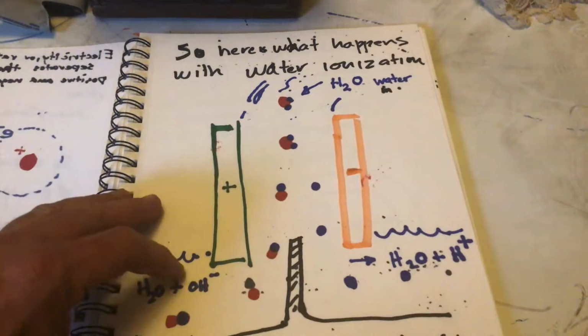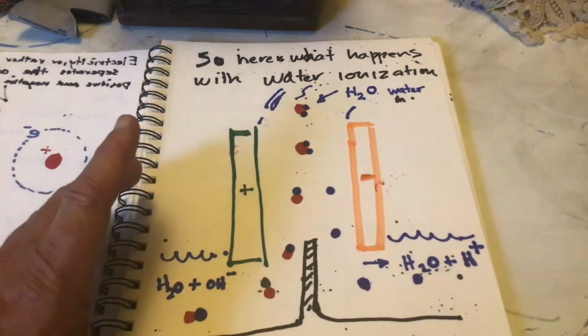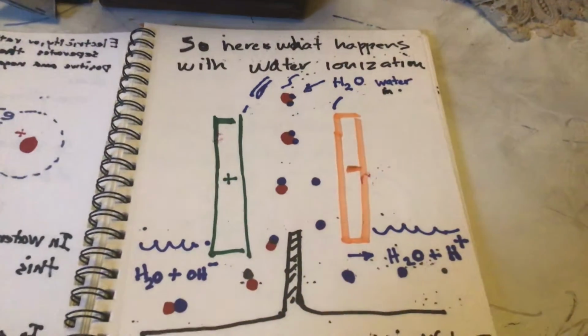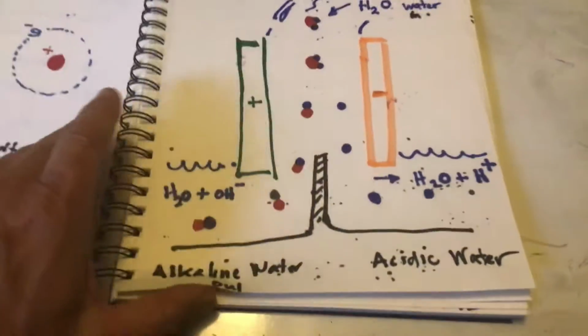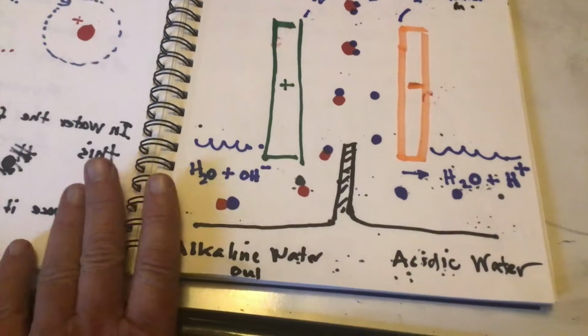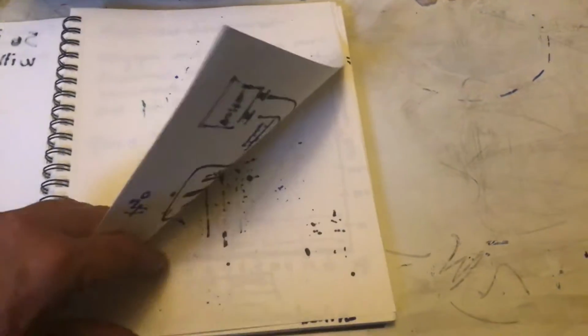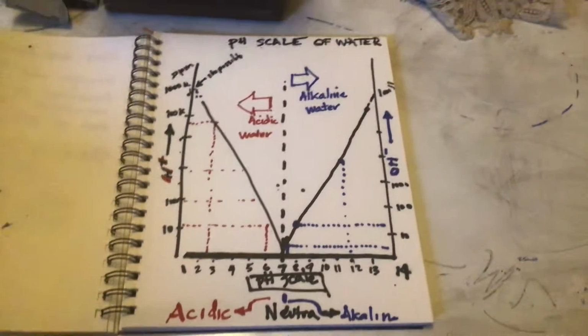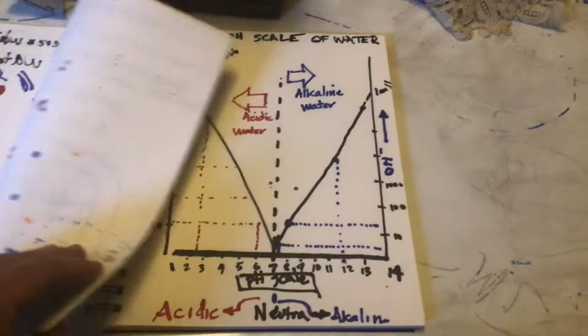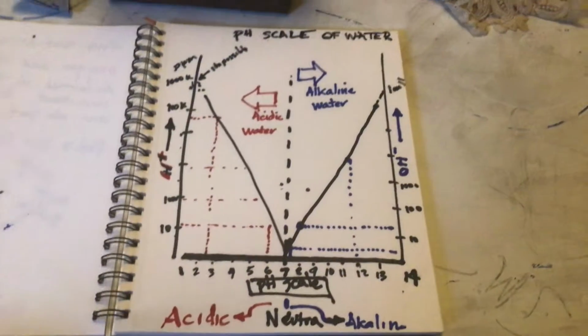So I wanted to show a little bit about what happens inside a magnetic field of a flow of water. And one side would be alkaline water, and one side would be acidic water. And you know, we've come to know a lot about that because these days we have something called a pH scale. So that's how water can be two things.